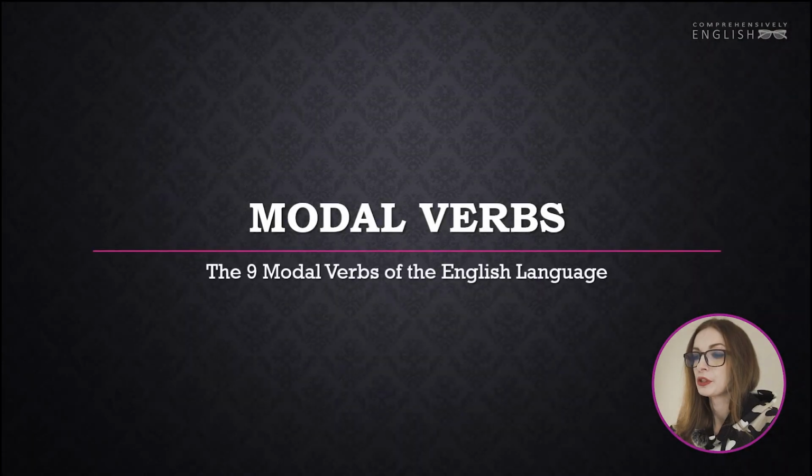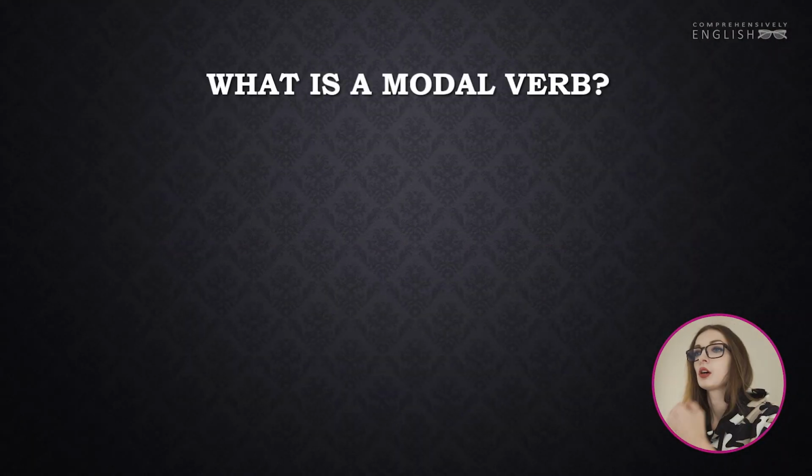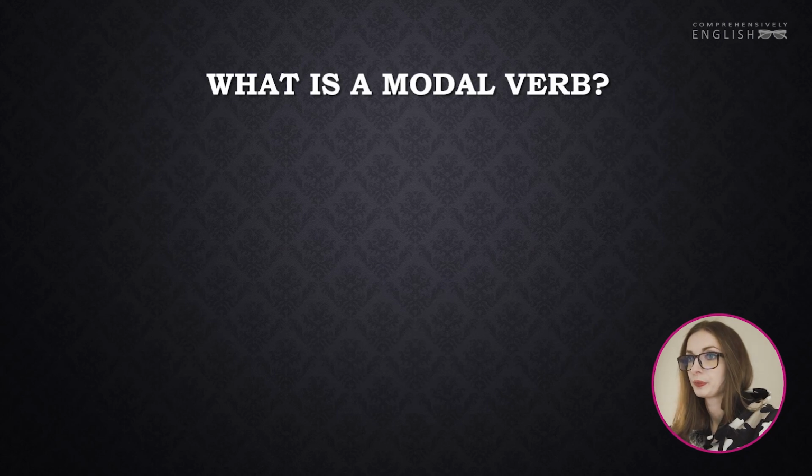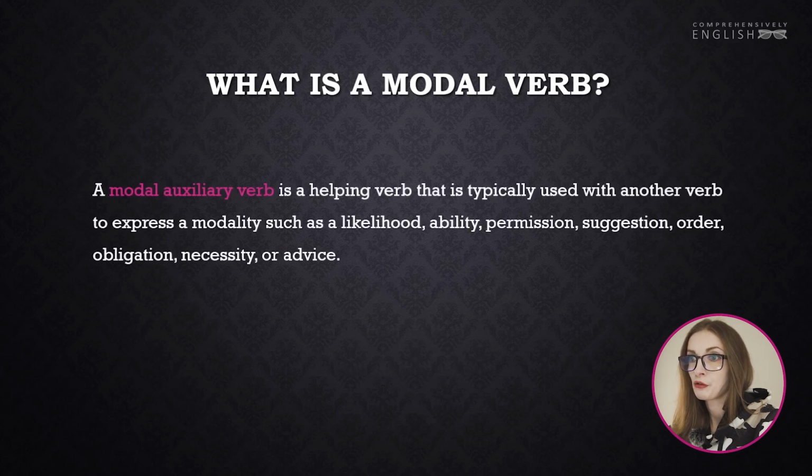The 9 modal verbs of the English language. What is a modal verb? A modal auxiliary verb is a helping verb that is typically used with another verb to express a modality such as a likelihood, ability, permission, suggestion, order, obligation, necessity, or advice.